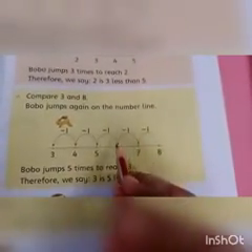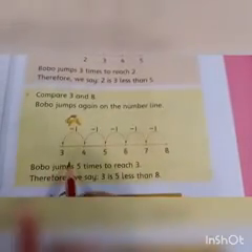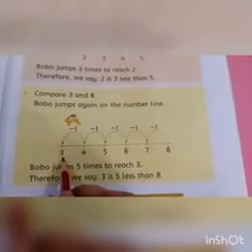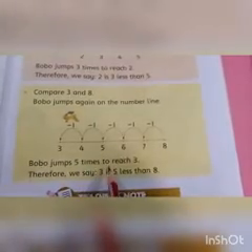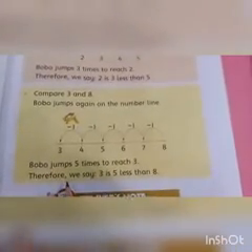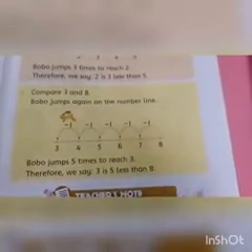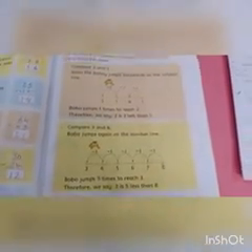1, 2, 3, 4, 5. Students, when Bobo jumps 5 times, he reaches the number 3. Bobo jumps 5 times to reach 3. Therefore, we say 3 is 5 less than 8. Students, now we are ready to do page number 82.